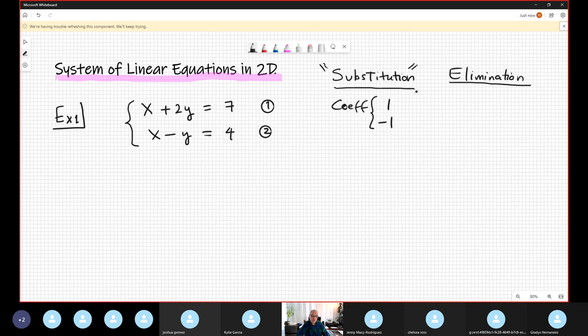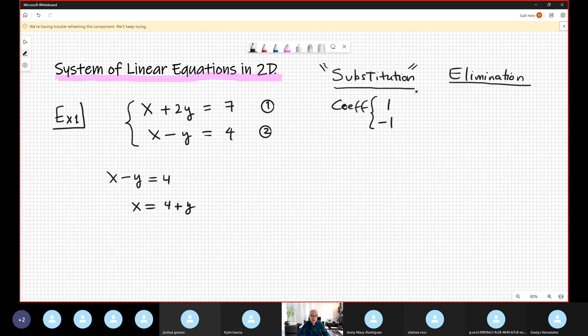Okay, but in this case, it's obvious. Question number two: we have coefficients one here and negative one. So either way, you take, for example, equation two, and you isolate one variable. What variable you isolate? The variable you want. In this case, I prefer you take equation one, I copy it again, and you solve for x: x equals 4 plus y.